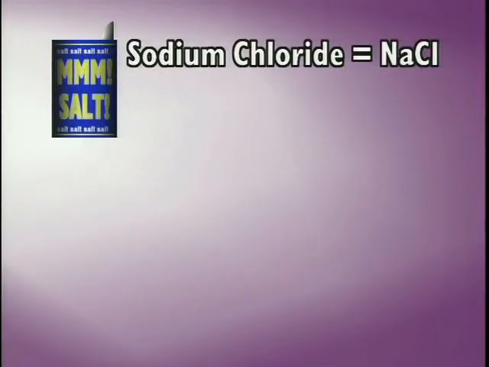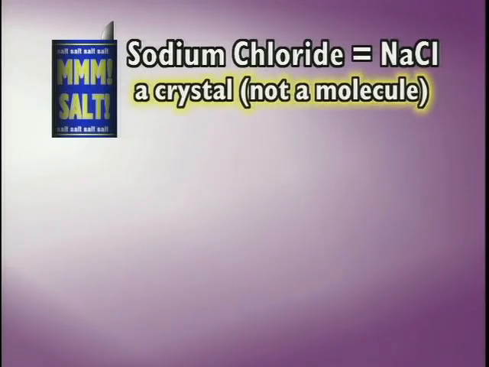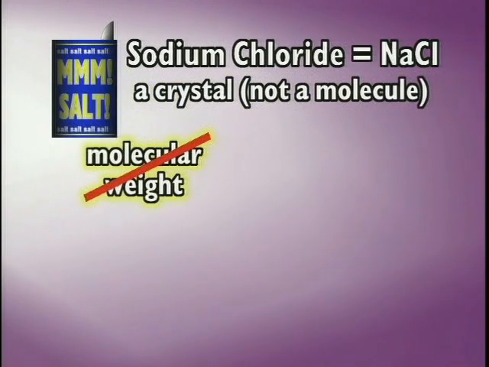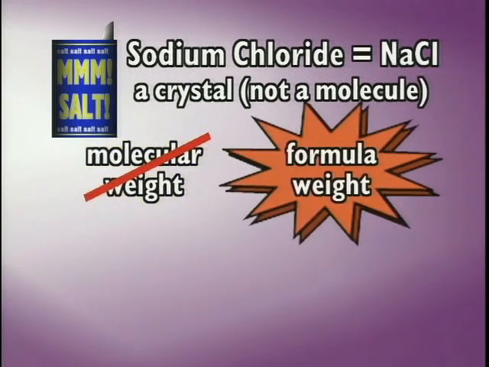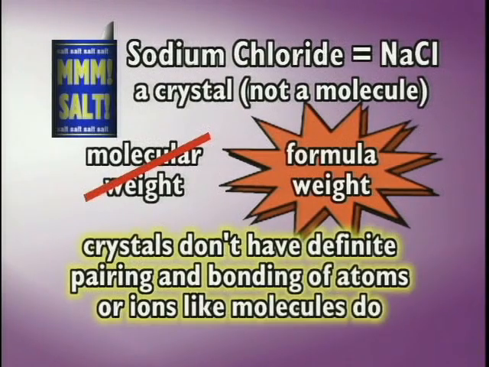Sodium chloride, aka NaCl, aka ordinary table salt, is a crystal, not a molecule. Since sodium chloride is not a molecule, we can't calculate its molecular weight. We have to calculate its formula weight. Crystals are different from molecules because crystals don't have definite pairing and bonding of atoms or ions like molecules do.